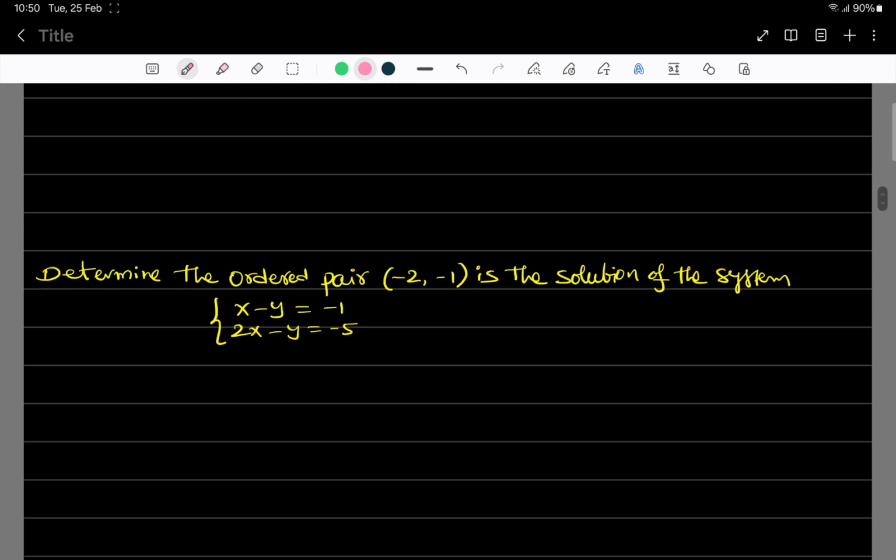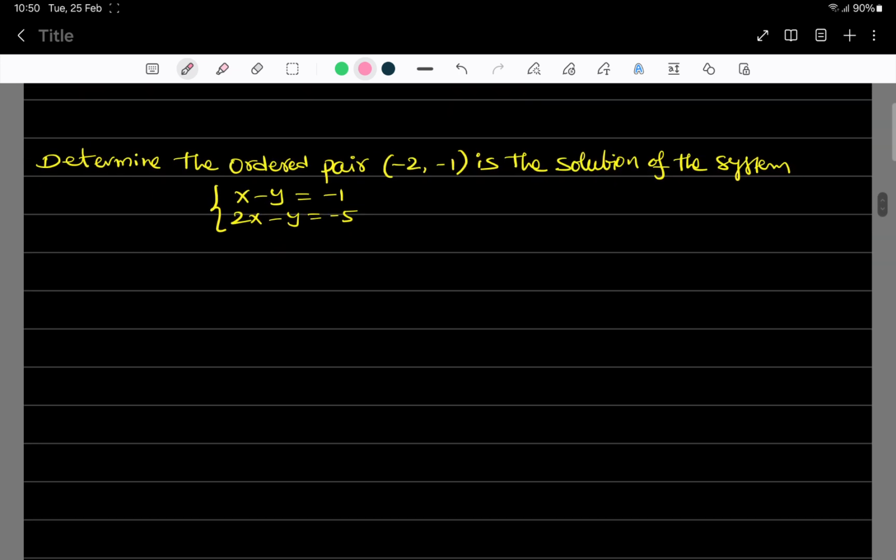See, one more example. Determine means verify or check. Is the ordered pair minus 2, minus 1 the solution of the system of equations? The given equations are in two variables x and y, so in the given point this is x and this is y. Similarly, write for the first equation, x minus y is equal to minus 1. Now in place of x use minus 2, in place of y use minus 1.